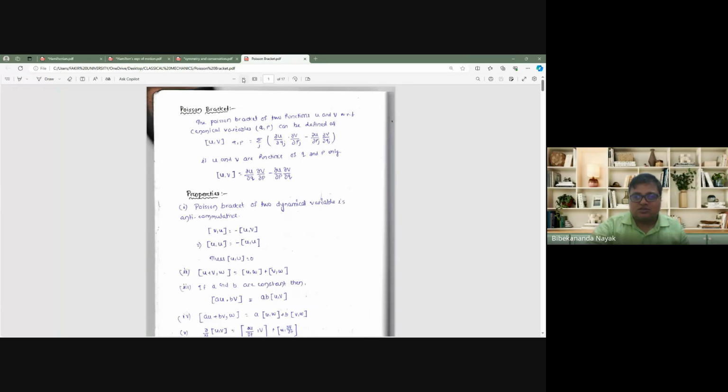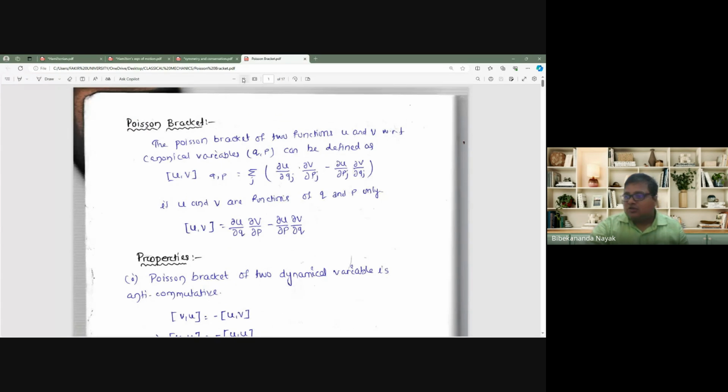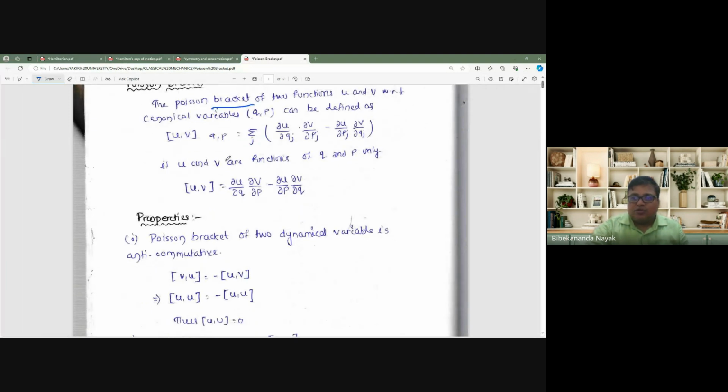So we discuss the next unit, Poisson bracket. We already defined it. The Poisson bracket of two functions u and v can be written like this: the sum over j of del u by del qj, del v by del pj, minus del u by del pj, del v by del qj. But if u and v are functions of q and p only, with one variable and no j, then the general formula is del u by del q, del v by del p minus del u by del p, del v by del q.